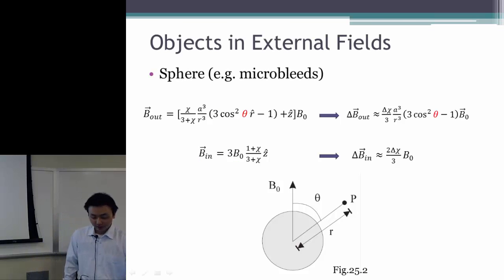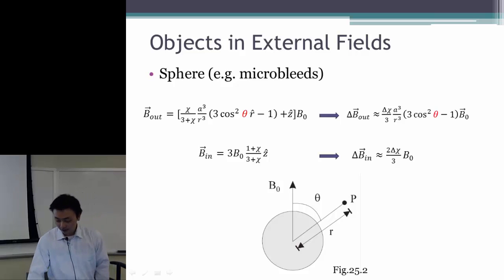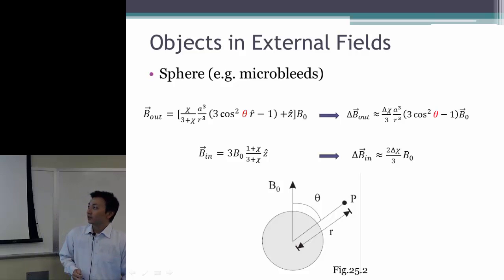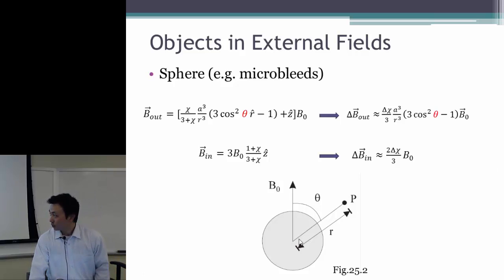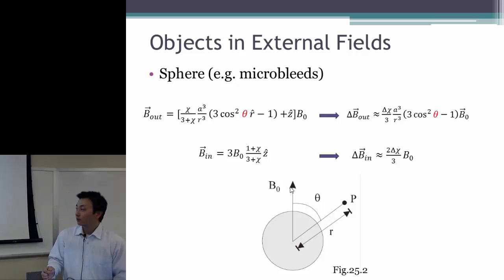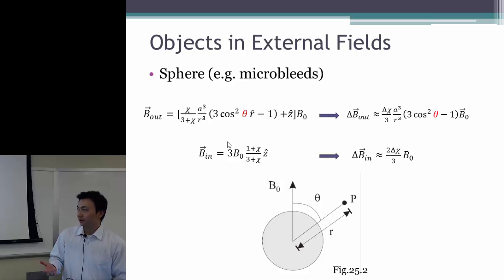Okay, so let's see how an object with different susceptibility behaves in the external field. If we take a look at the sphere, the sphere would be very practical if we try to look at microbleedings inside the tissues. When we have a sphere that has a certain susceptibility, we place it inside an external field B naught, and then we can estimate the field changes inside and around this object.